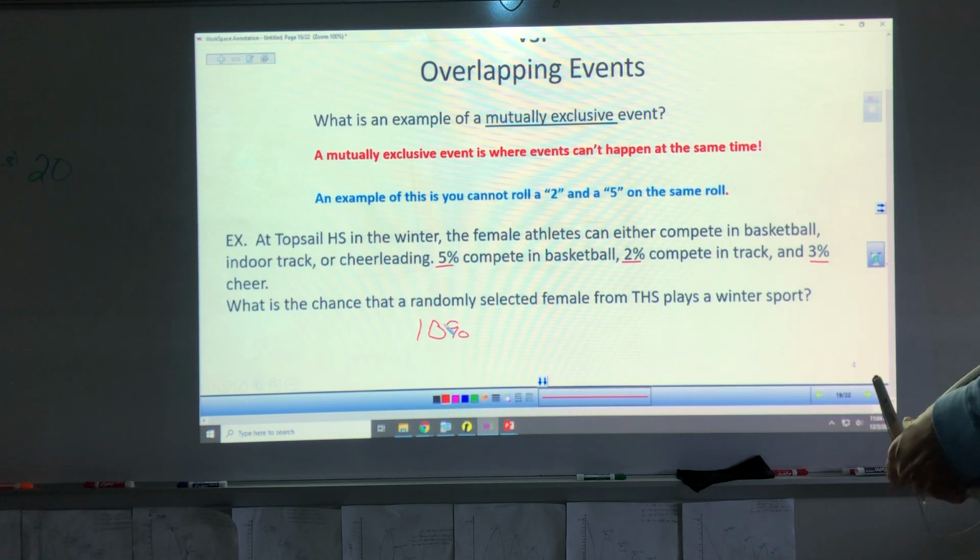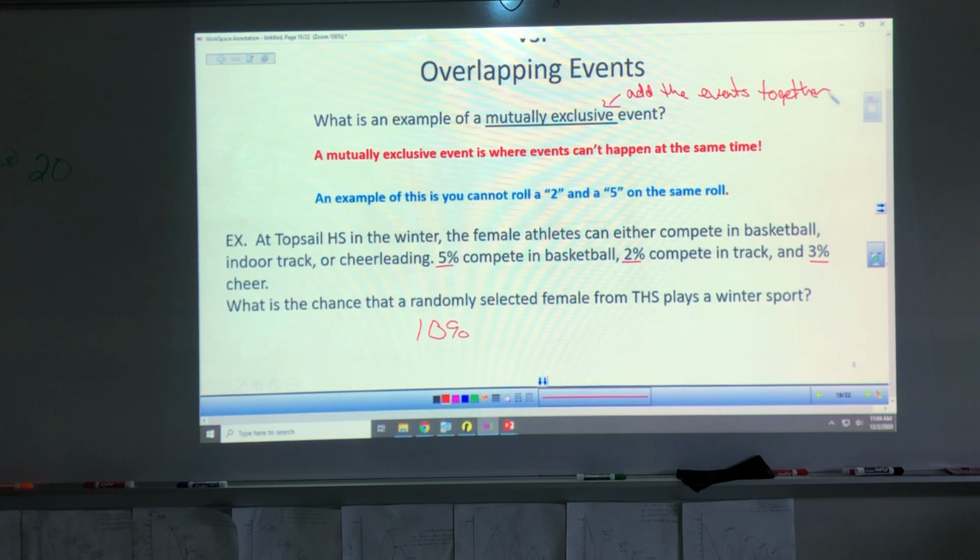So, mutually exclusive events, add the independent events together. That's what I want you to take away from this. Add the events together. There's no multiplication. Add them. Okay?